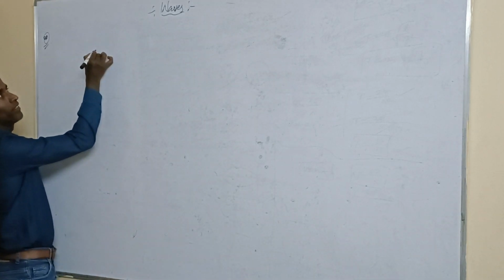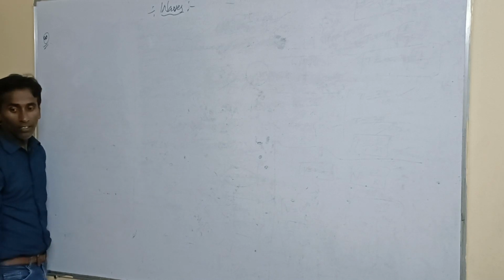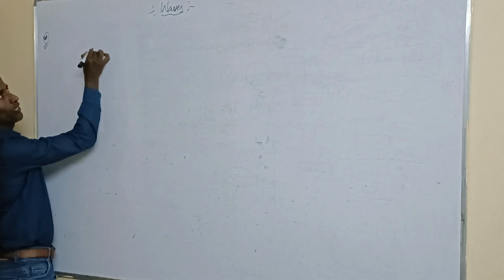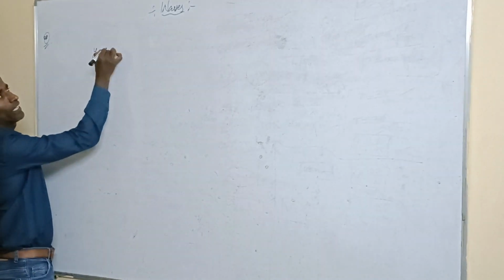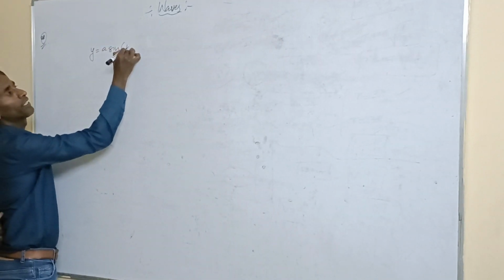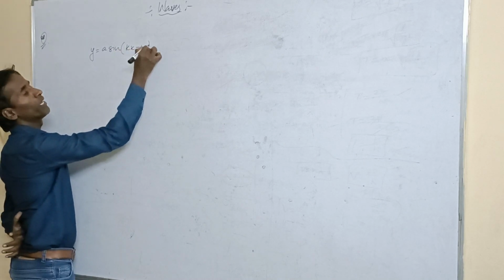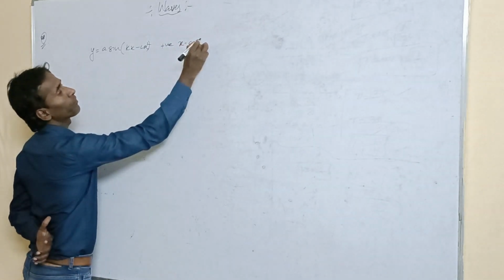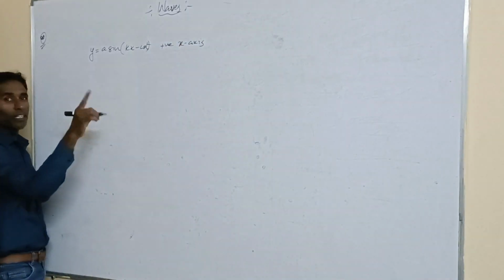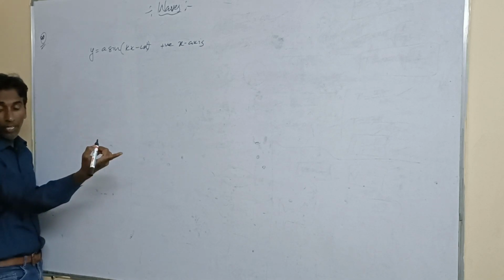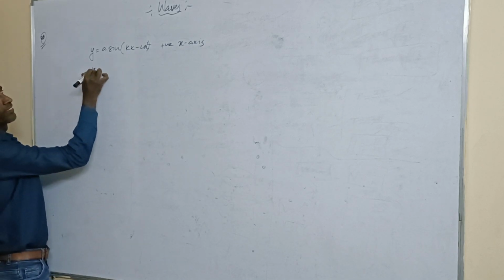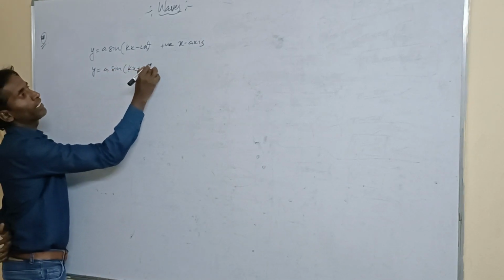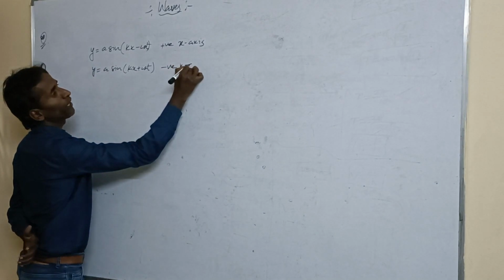How is that possible? When a wave travels along the positive x-axis, the displacement formula is y = a sin(kx - ωt). This is for the positive x-axis. And the next one, the displacement relation in the opposite direction, that is, the negative x-axis: y = a sin(kx + ωt). This is for the negative x-axis.